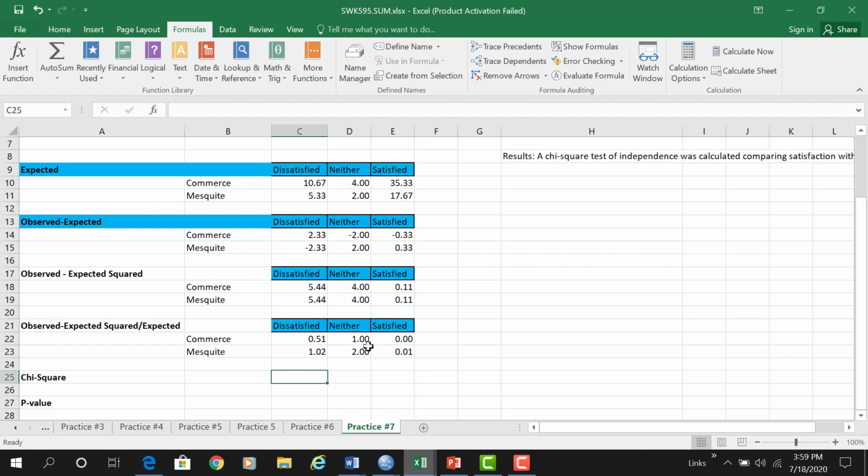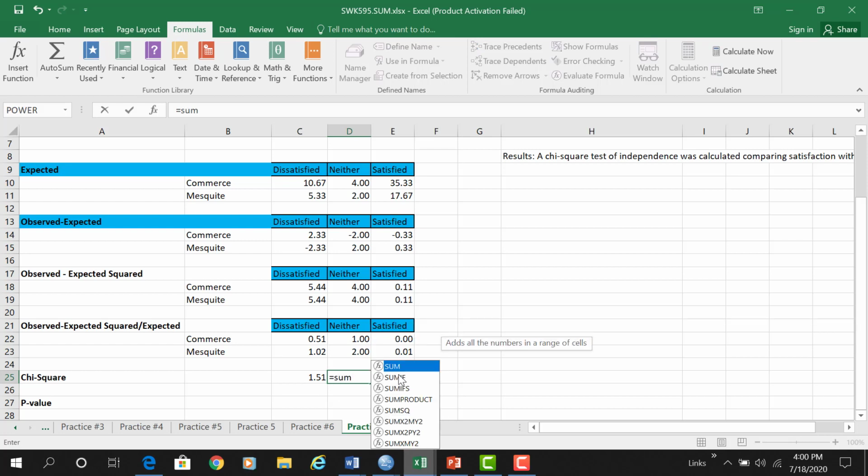Okay, so to calculate the chi-square statistic, you're going to add up the observed minus expected squared divided by expected. So we will have 2, the Commerce one and the Mesquite one. So we can do equals sum, and we're going to do Commerce first. Oops, okay, something went wrong here. Let's see what happened. Equals sum, and then we double click and enter those for Commerce, and then equals sum, double click Mesquite, and we have those 2.